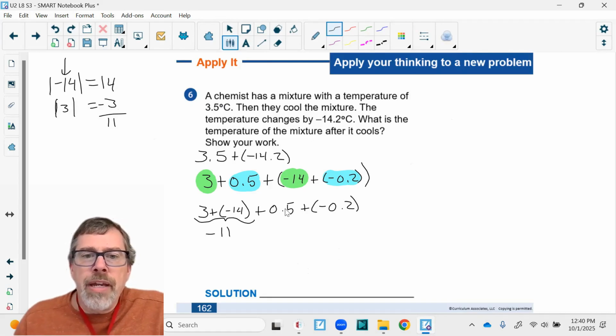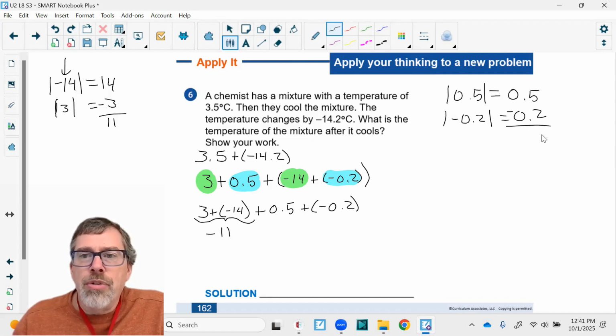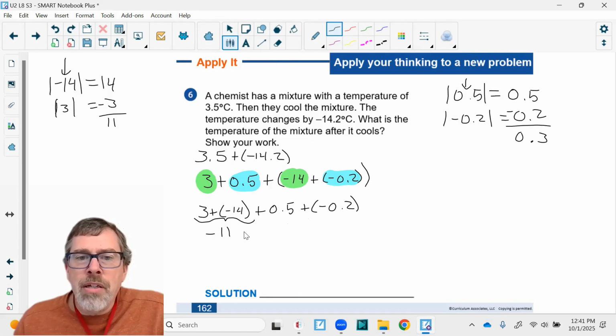Then I am going to take the absolute value of 0.5, and that is 0.5. And then I take the absolute value of negative 0.2, and that is 0.2, and I'm going to subtract them. 5 minus 2 is 3. There's the decimal. Here's the 0. The greater number was positive, so this is going to be positive. So it's going to be negative 11 plus 0.3. Okay, so be very careful with this.